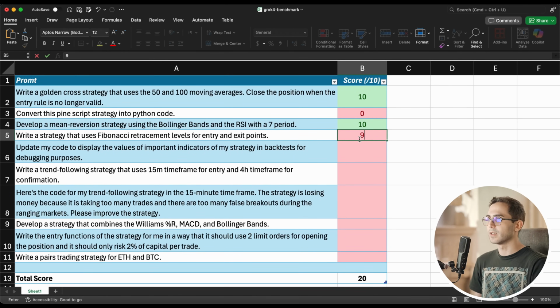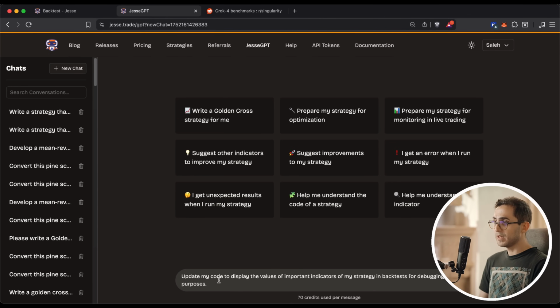All right, next I'm gonna ask it to update my code to display the values of important indicators of my strategy in backtests for debugging purposes.